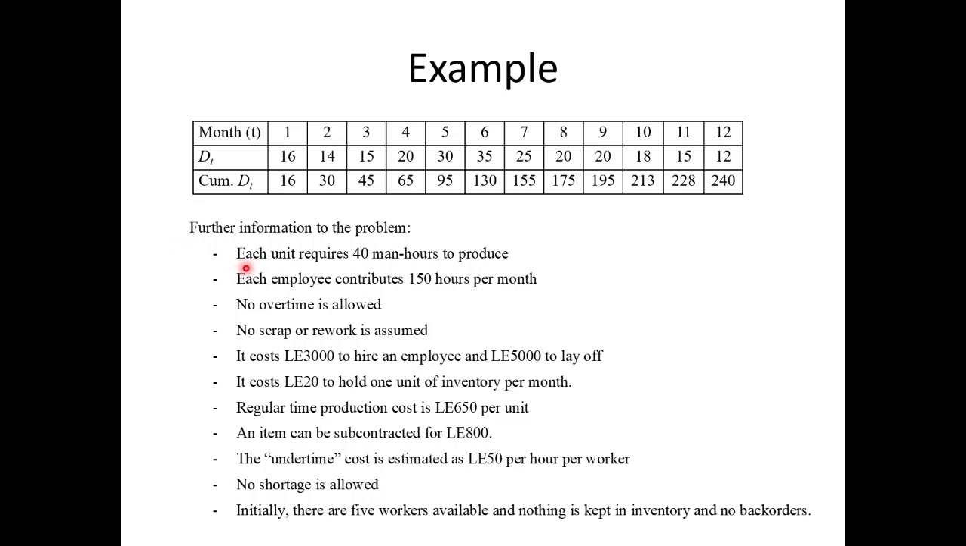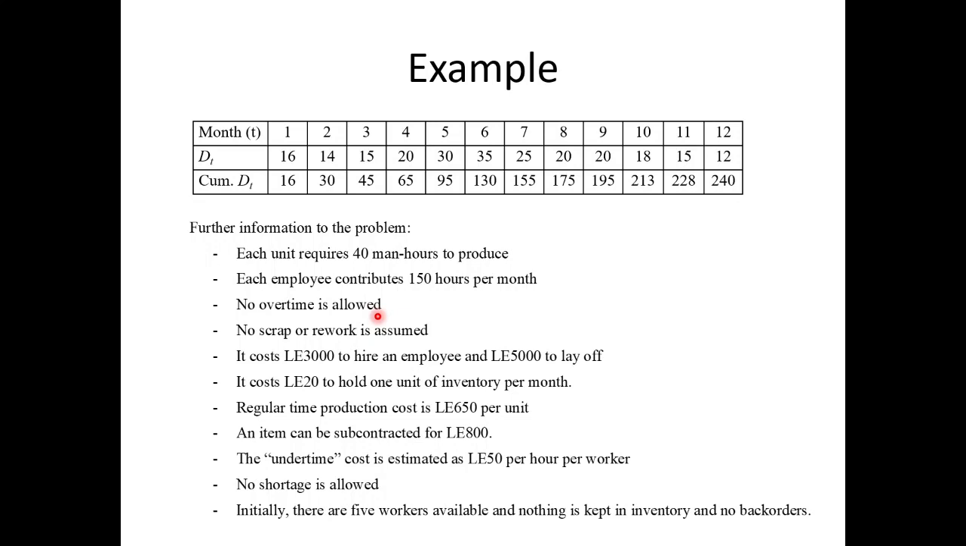The other information that we have here is each unit requires 40 man-hours to produce. Each employee contributes 150 hours per month. Now, no overtime is allowed. So that's specific to this problem. Okay, overtime is not allowed. That's the company policy. So this means what?